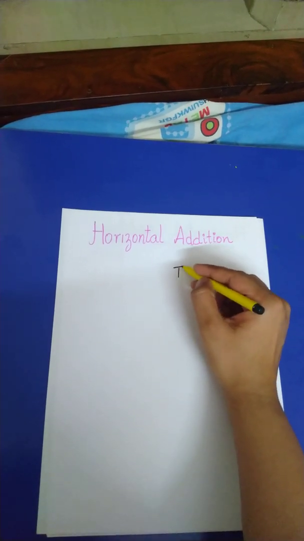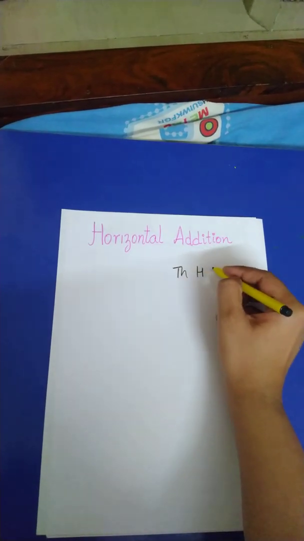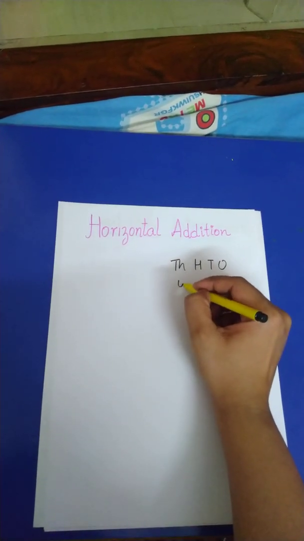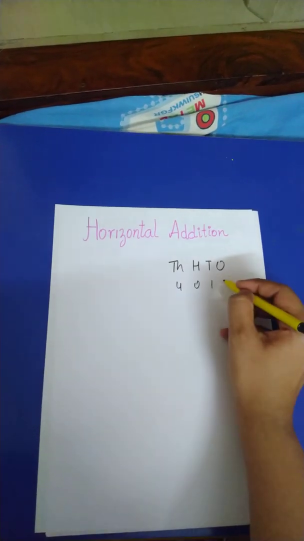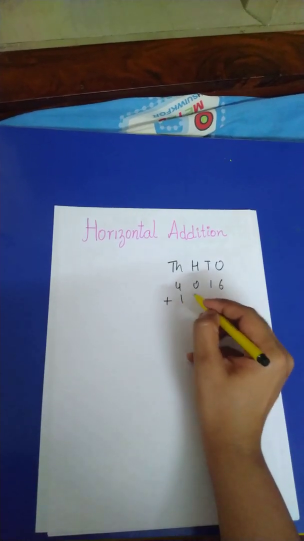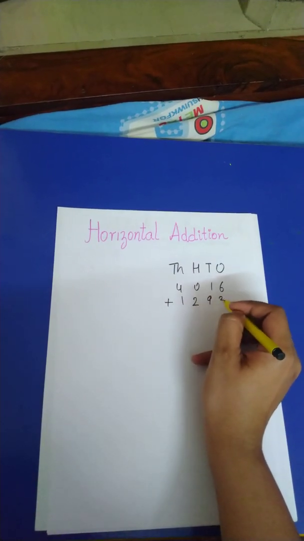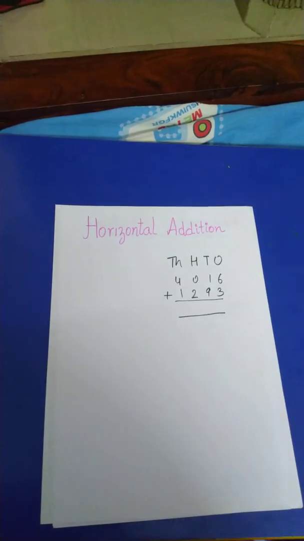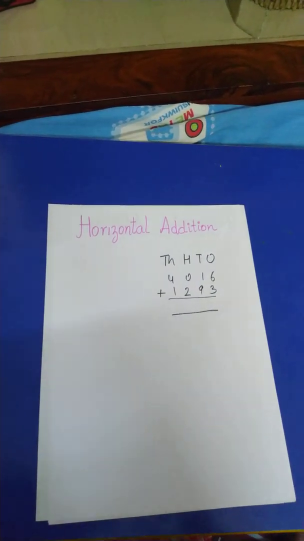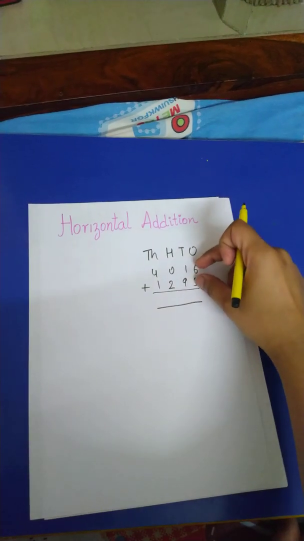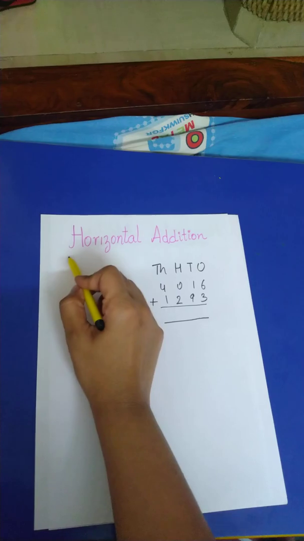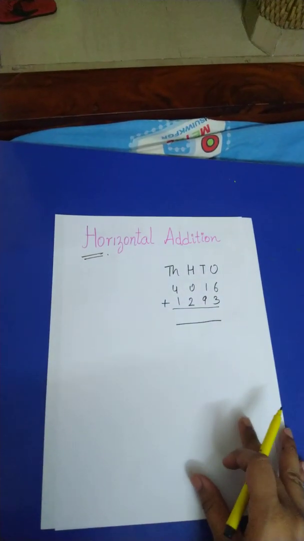Do you remember, wherein we wrote the places like this. Suppose the numbers 4016 plus 1293. This is vertical addition, where we are arranging the two numbers, the addends, in a vertical format. Now today we have to start with our horizontal addition.